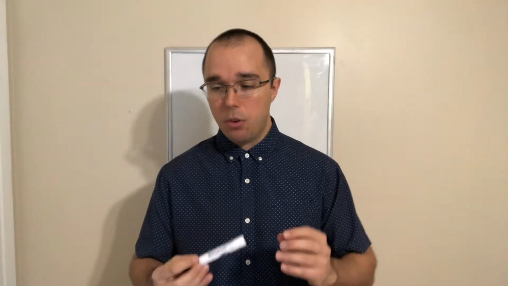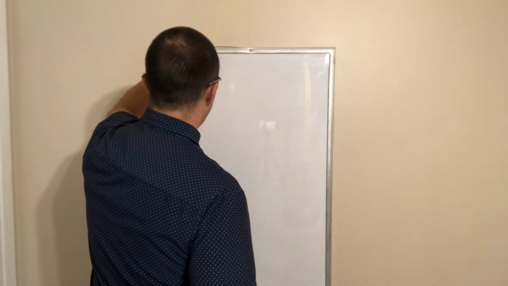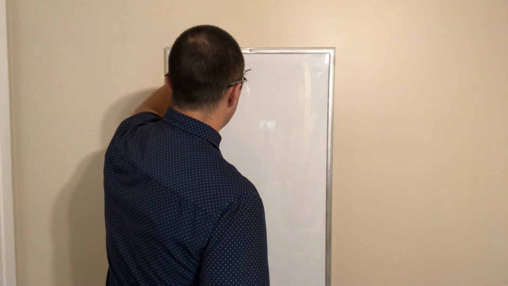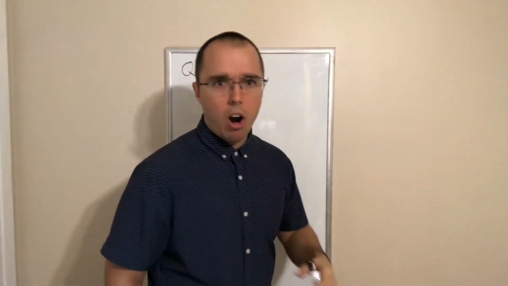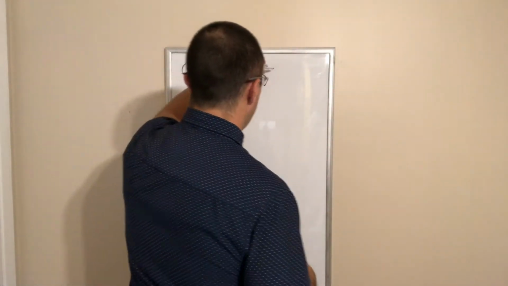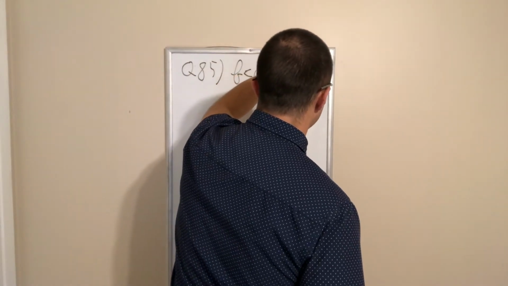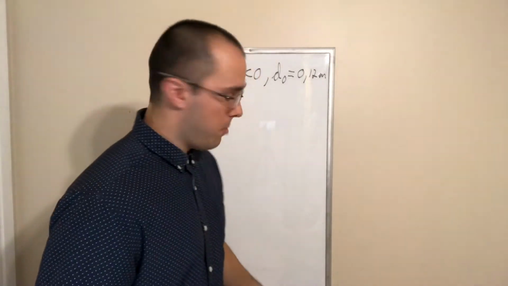Well, first let's write down the relevant information. We are told that the mirror, the eye, acts as a convex mirror. So first, let's write the number of the question, 85. That means the focal length is smaller than 0. We are also told that the light is a distance of 12 centimeters away from the cornea, which means the light here acts as our object. So 12 centimeters, and I'm always converting to meters.